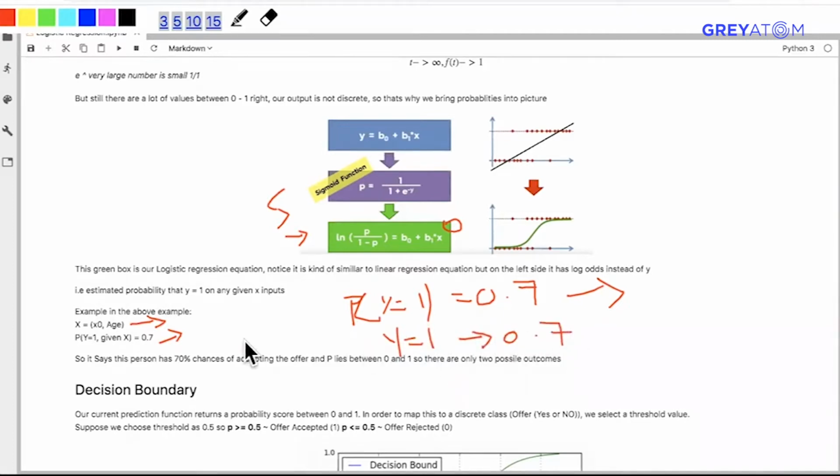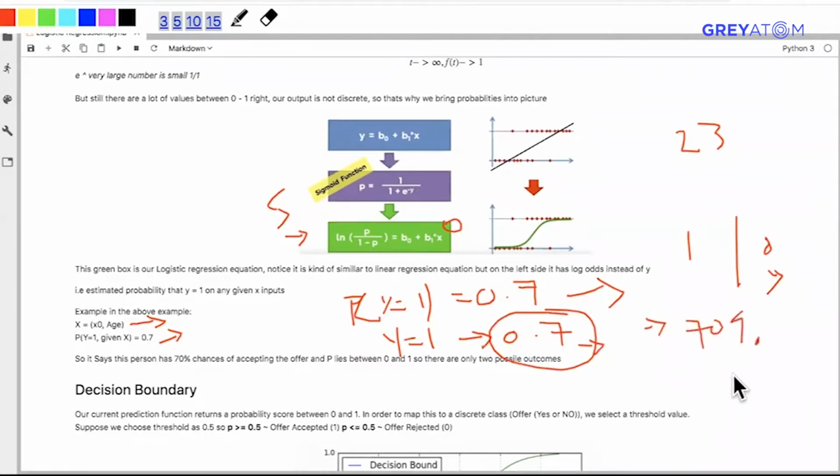So what was y equal to 1? Y equal to 1 was taking the marketing offer, and 0 was they don't take any offer. So it is saying that the probability of a person with certain age x taking an offer is 0.7. Suppose the age is 23. So we put 23 and everything into this equation and solve for it. The probability comes out to be, I'm just giving an example, 0.7. So it's a 70% probability that the person with some age x would actually accept this offer.